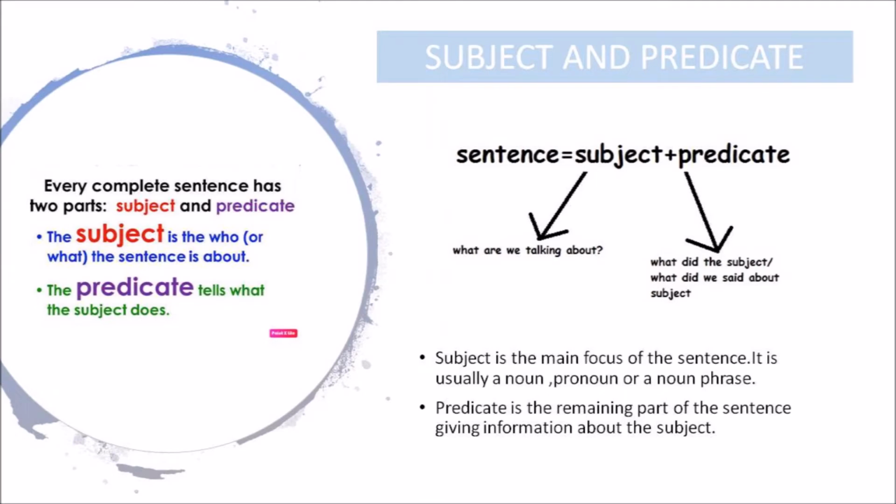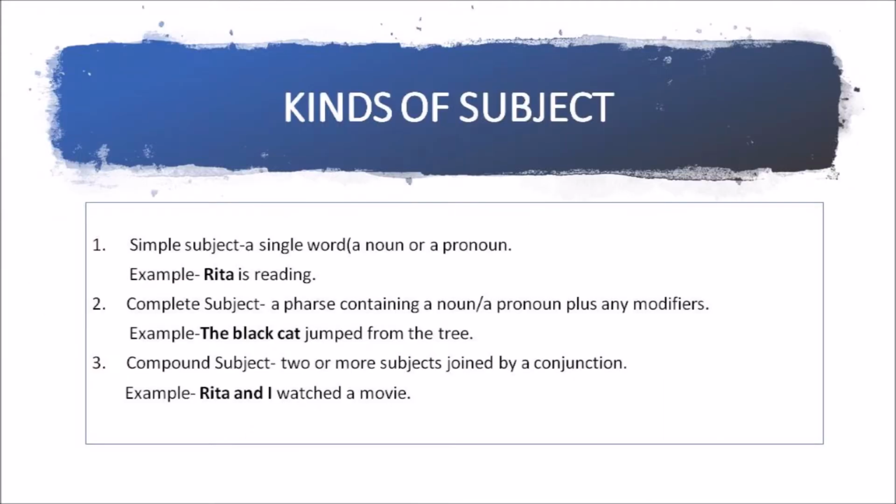Every complete sentence has two parts, a subject and a predicate. The subject is the who or what the sentence is about, and the predicate tells us what the subject does. We can also say subject is the main focus of the sentence. It is usually a noun, pronoun, or a noun phrase, whereas predicate is the remaining part of the sentence giving information about the subject.